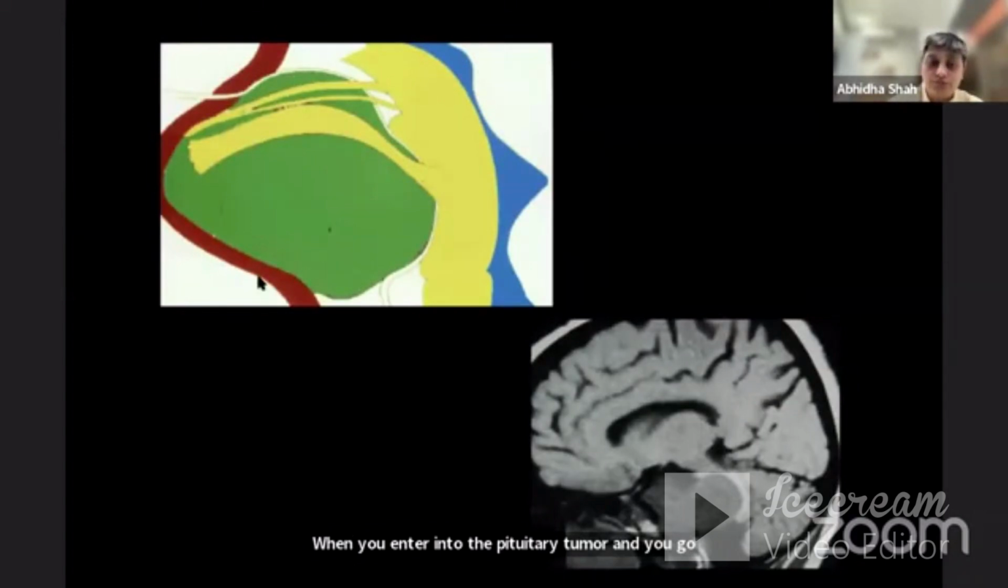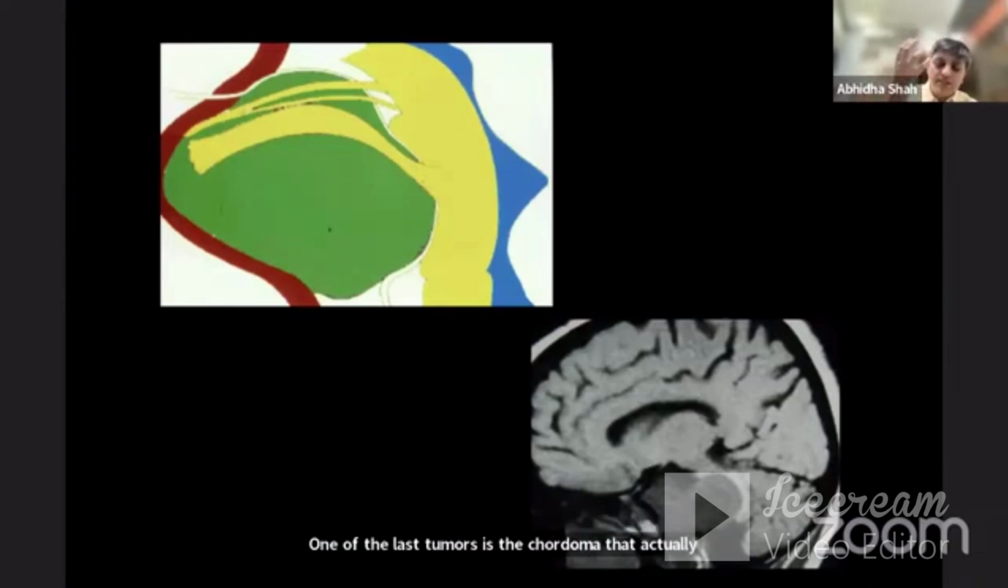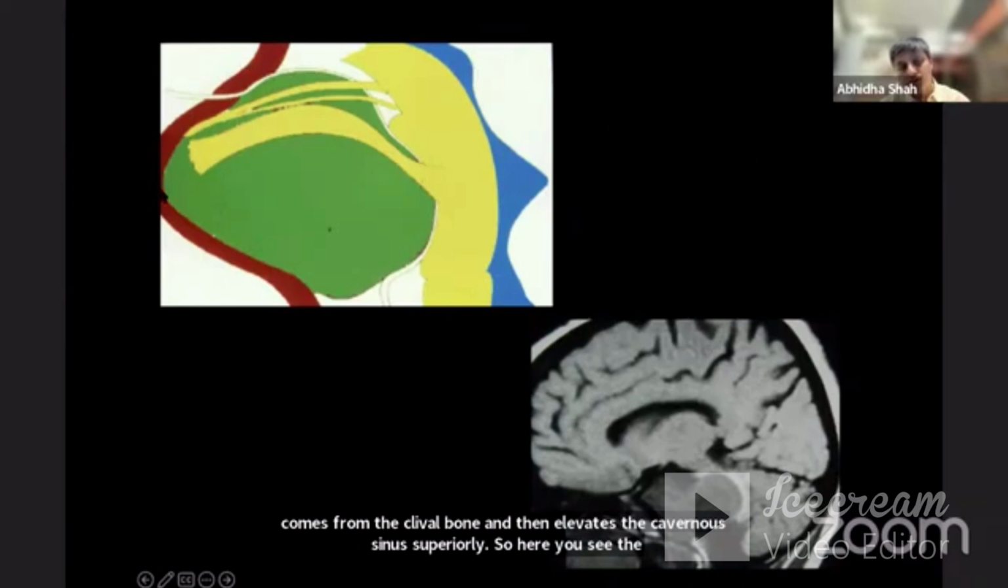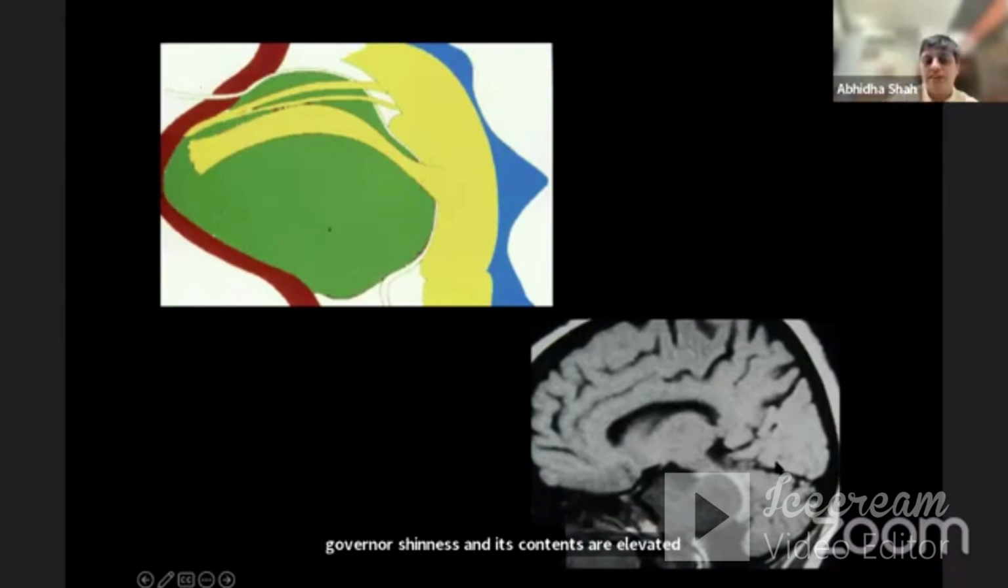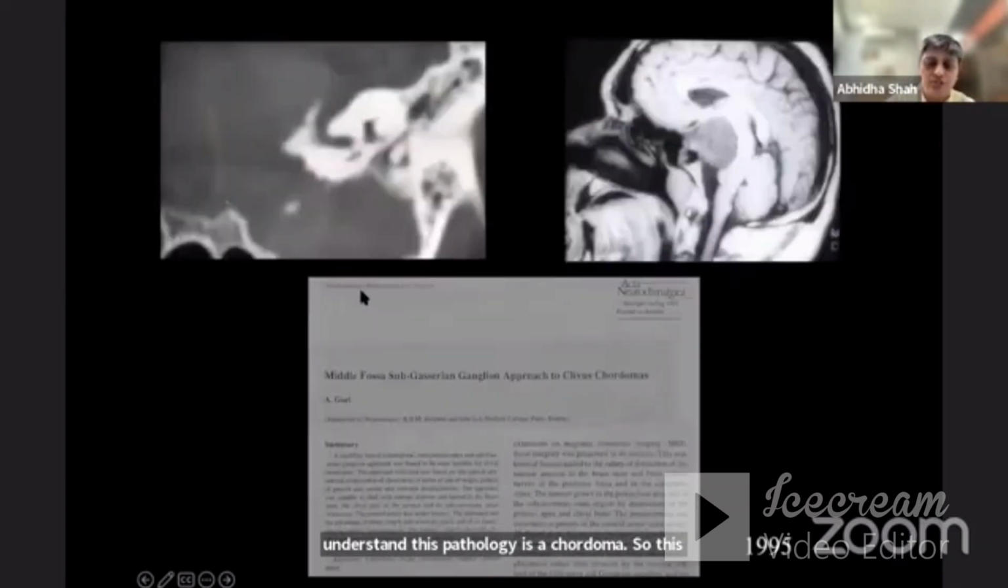One of the last tumors is the chordoma that actually comes from the clival bone and then elevates the cavernous sinus superiorly. So here you see the cavernous sinus and its contents are elevated superiorly, and the carotid artery is displaced anteriorly. Once you see this kind of picture on radiology, here you see the carotid artery, you have to understand this pathology is a chordoma. So this relation of the internal carotid artery is very important to understand. It helps you in diagnosing the tumors.